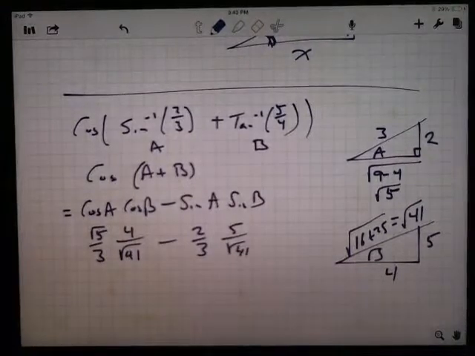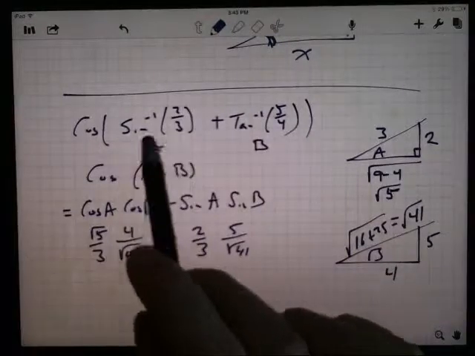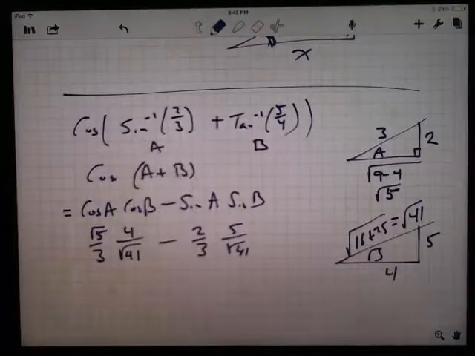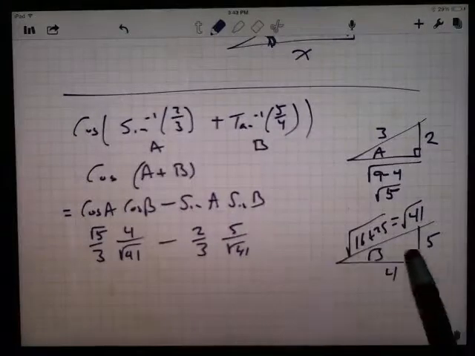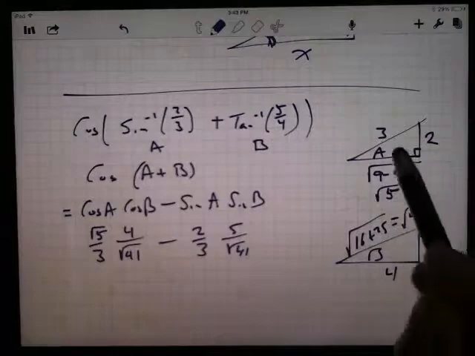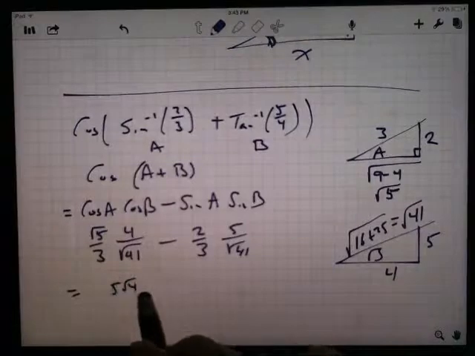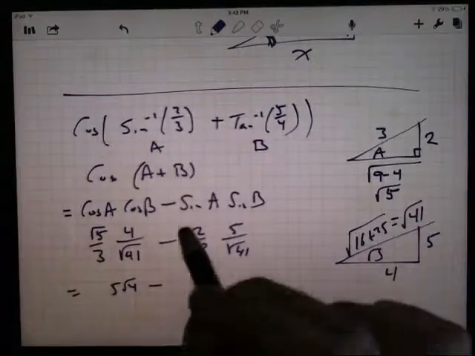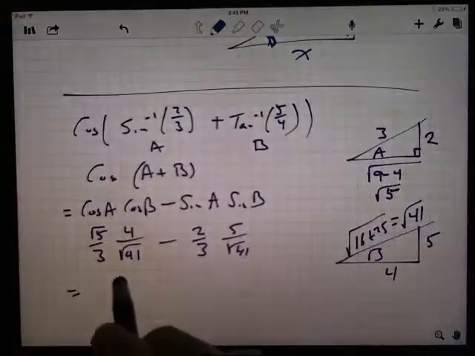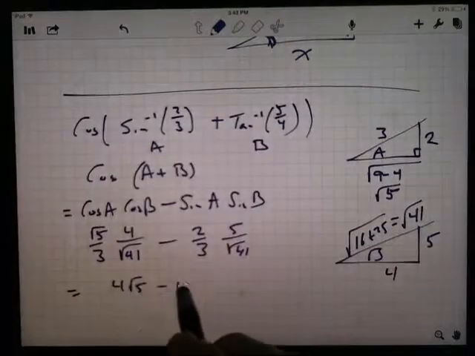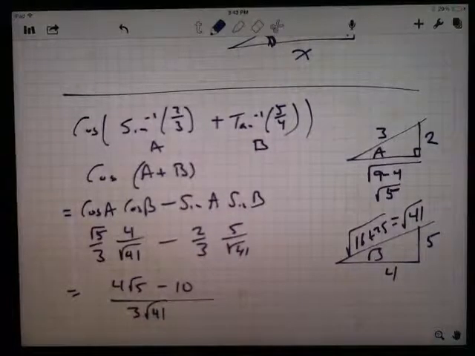So I've never in this thing figured out what angle A and angle B are. I never typed that into my calculator and said, oh, arcsine of 2/3 is whatever the angle is. I didn't need to because I knew the sides and I could get the third side. Anyway, this is 4 times the square root of 5 minus 10 over 3 times the square root of 41. Okay.